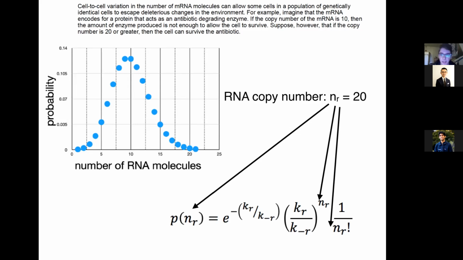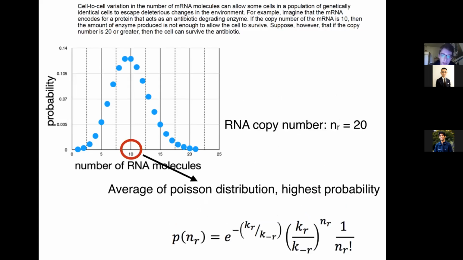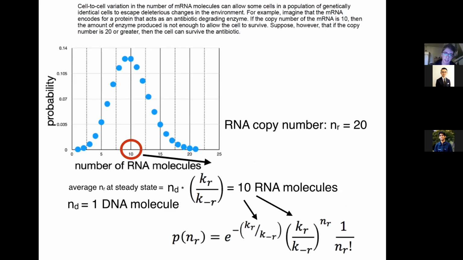And we can identify this using the given probability distribution as the value of the number of RNA molecules with the highest probability. So see here, assuming the cell has one DNA molecule, the average RNA molecules will be K_R over the degradation term, which would be 10 RNA molecules. So you can plug those values into the equation and get that probability.